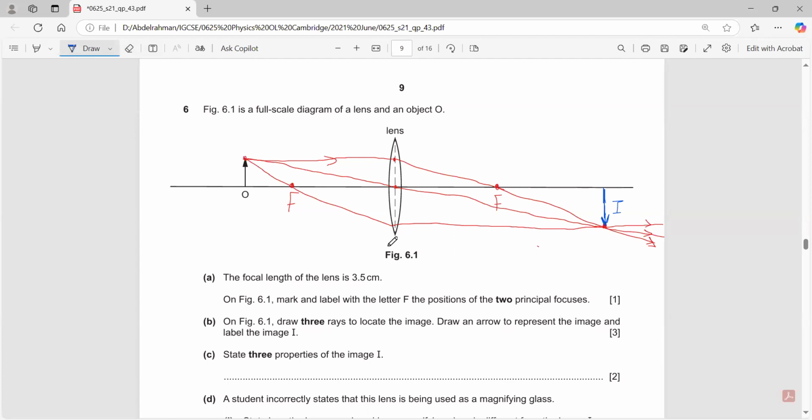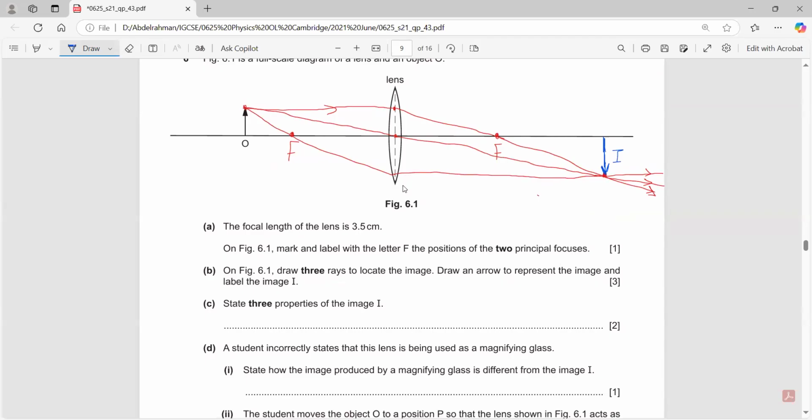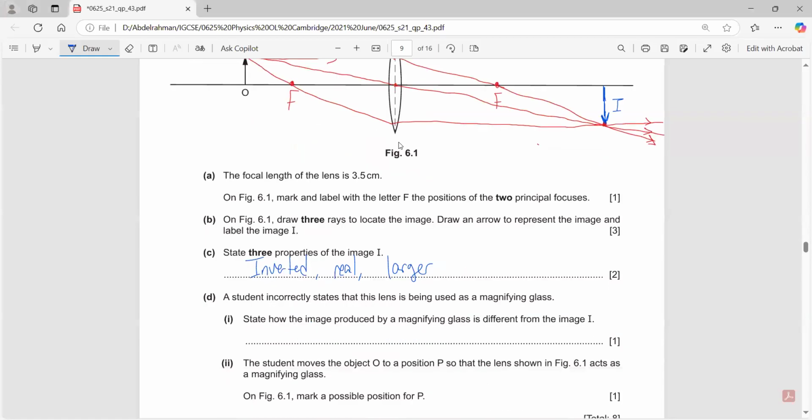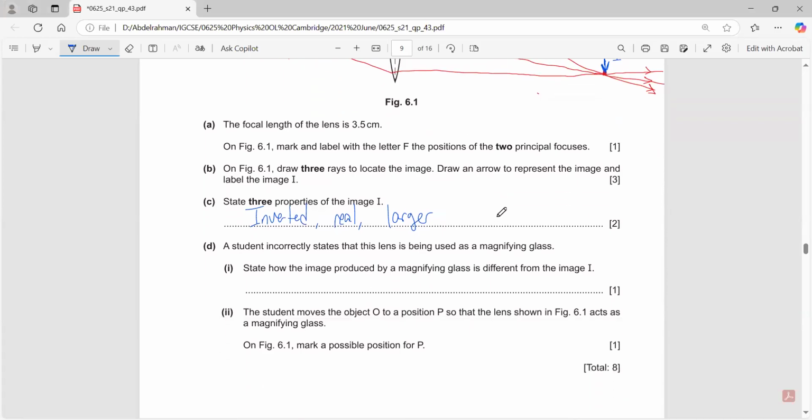Say three properties of the image. I just said them: inverted, real, and large, enlarged. Student incorrectly states that this lens is being used as a magnifying lens, magnifying glass.